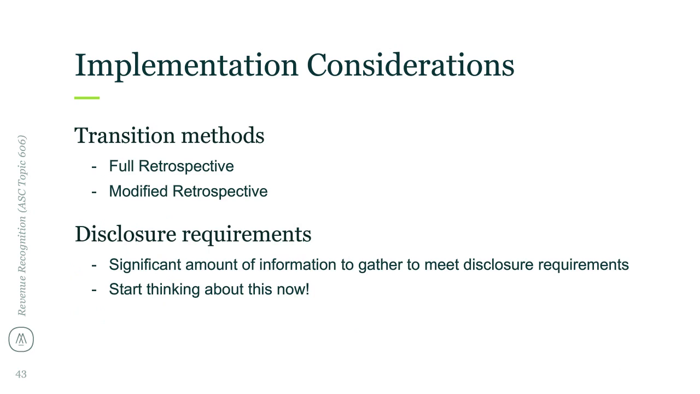And then, lastly, you're going to want to consider what type of transition method you're going to want. So you have the option of a full retrospective where you restate your prior year financial statements to include the impact of revenue recognition, basically as if you had adopted it for 2018 as well for comparative purposes. Or the modified retrospective presentation is an option where you would show the impact to your prior year financial statement in your footnotes, but not actually change the financial statement on the face of your statements.